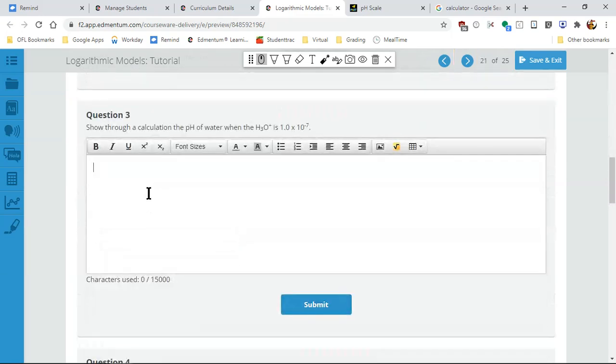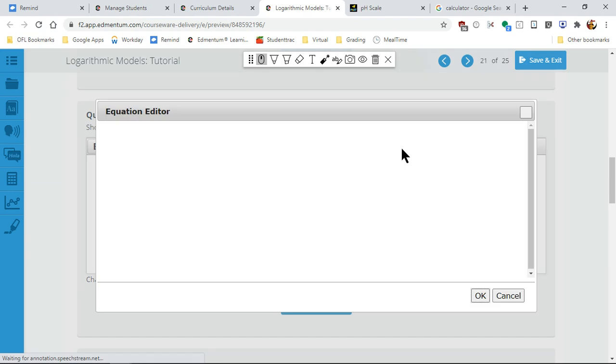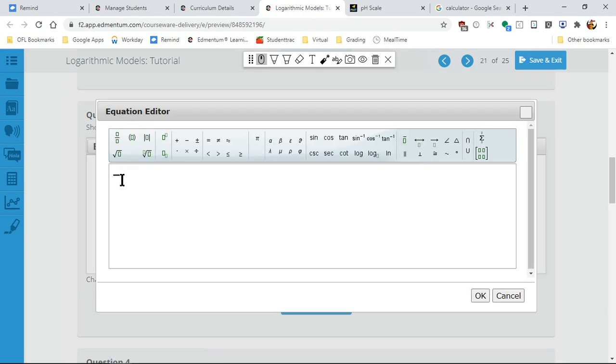So if we're typing this, show this calculation. We're going to type in negative log of hydrogen plus, and then when we type this in, we're going to do negative log of 1 times, that is not a times, times 10 to the power negative 7, which would just end up being 7.